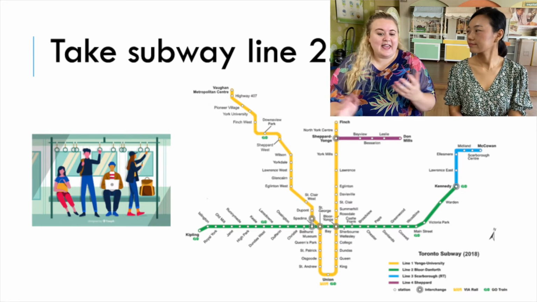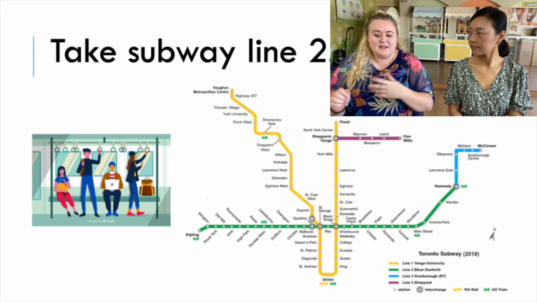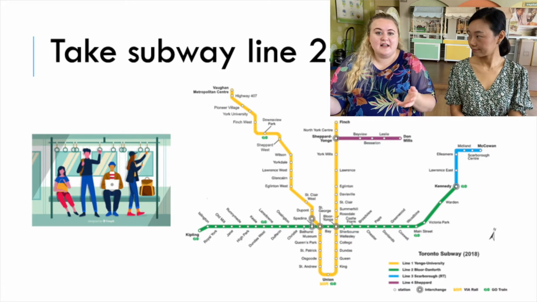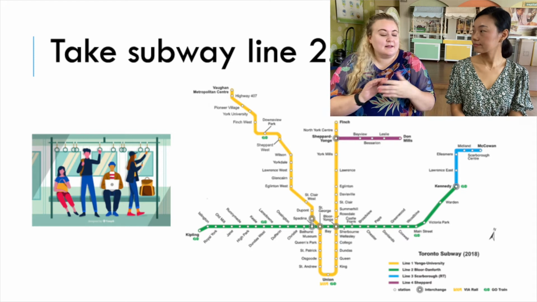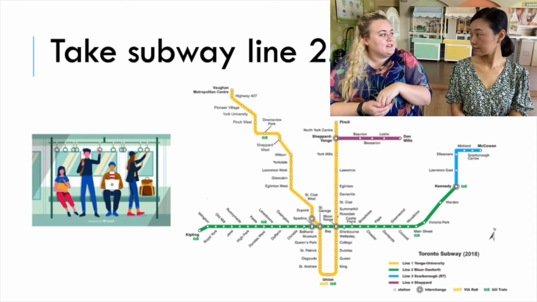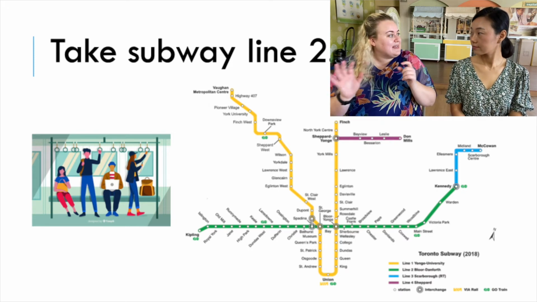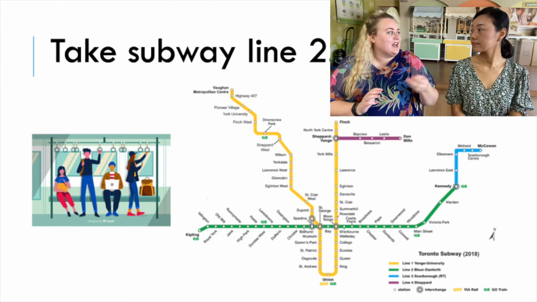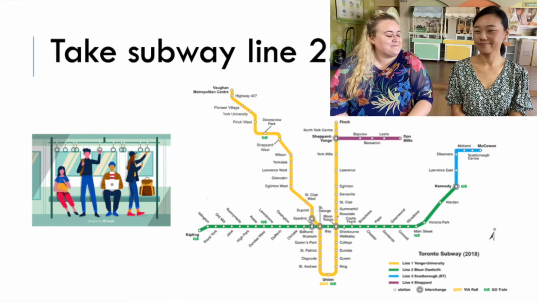And again, we can add the different numbers in, line 5, line 6, and sometimes in Incheon, the line numbers have a name. So Incheon line 1 or Suin line 1.